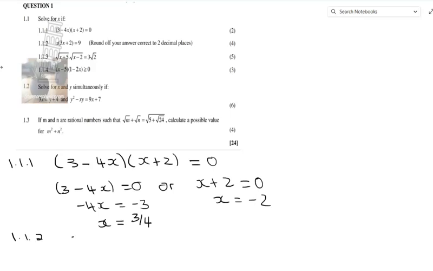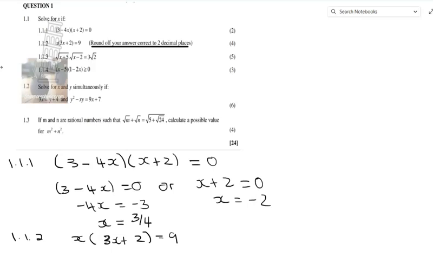1.1.2, they say x plus 3x plus 2 is equal to 9. And we have an important note here. It says round off your answers correct to two decimal places. If you see this in an exam, just know that you're going to be required to use the quadratic formula.